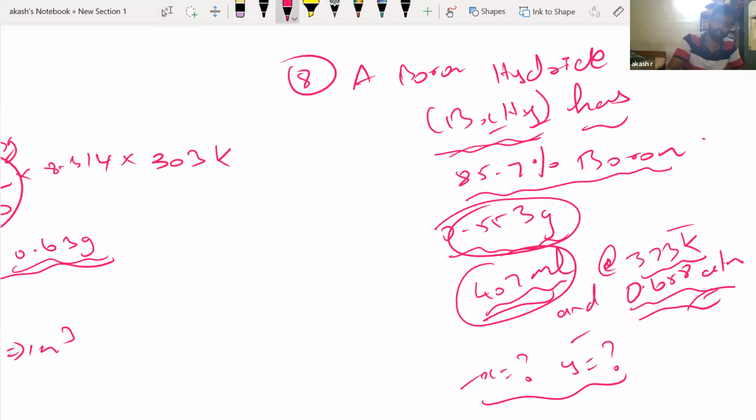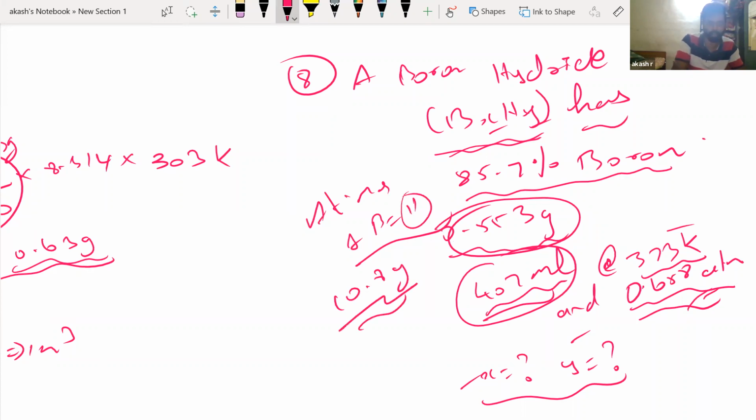Use the atomic mass of boron to be 11. The actual value is 10.8. Okay, 10.8 is the actual value, but you can use 11. But since you're using calculators, why not use 10.8 only? Okay, the atomic mass of boron is 10.8.